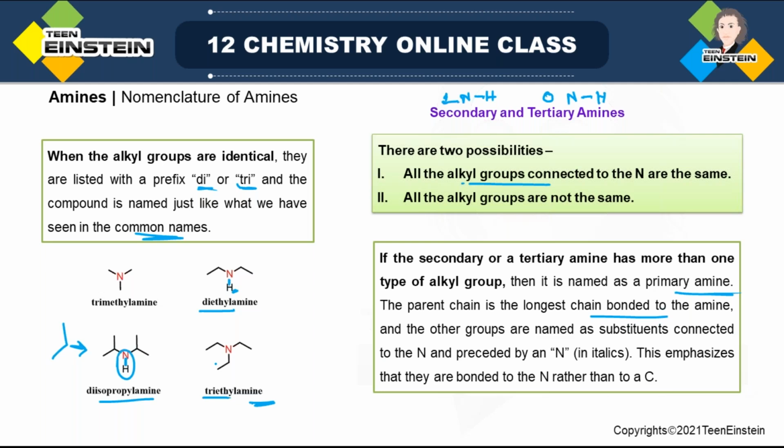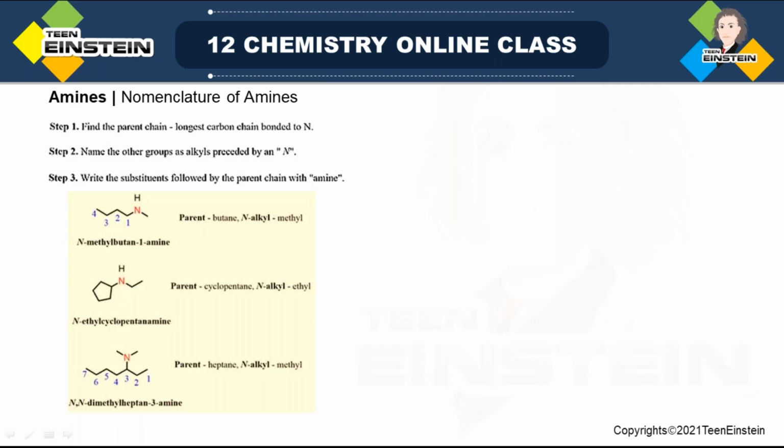So that is why these groups will be preceded by the letter N, but it must be in italics. And this emphasizes that they are bonded to nitrogen but not carbon. Suppose you are not using this term capital N in italics, how we will understand whether these groups are attached to carbon or nitrogen. So just to emphasize this fact, they are connected to nitrogen, we have to write capital N in italics. So let's see this example.